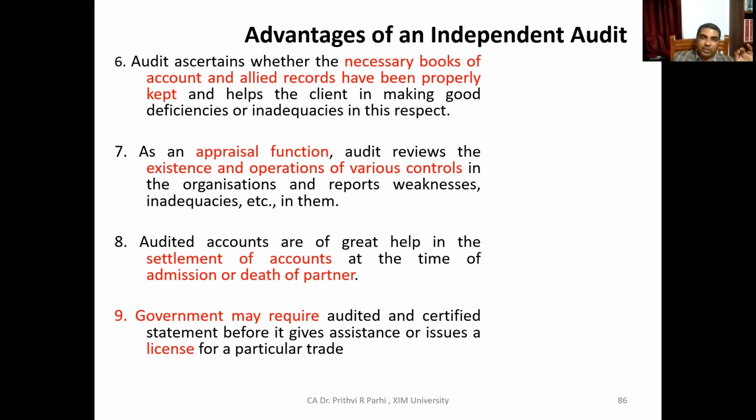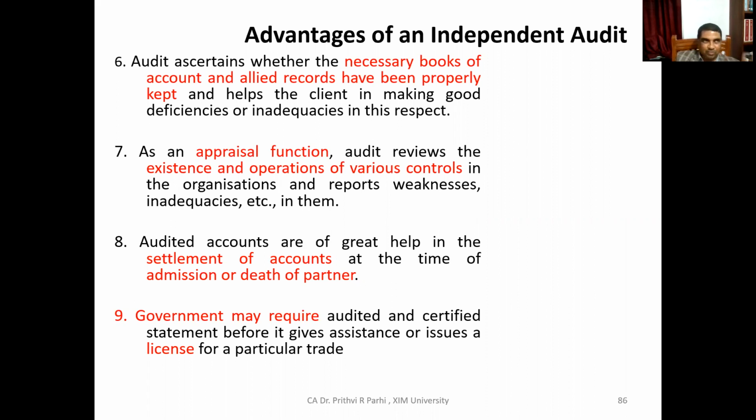Next advantage is that audited accounts are of great help in settlement of accounts at the time of admission or death of a partner. This I had discussed earlier also. In a partnership business, when a partner is admitted, retires or dies, for settling his capital account and his share of profit, audited financial statements are helpful. Government also may require audited and certified statements before it gives any kind of assistance or before sanctioning a license for a particular trade. Therefore, auditing is useful.